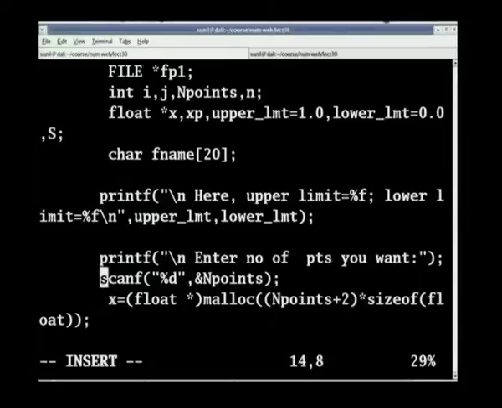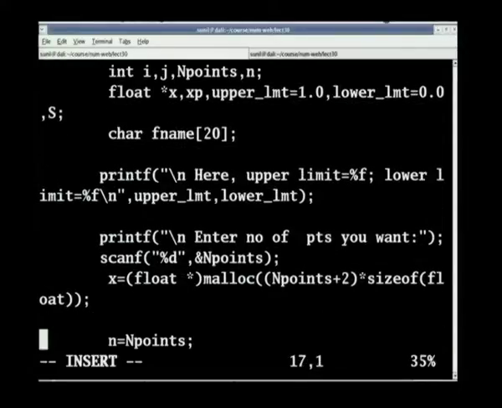But x is declared as a pointer, so now I need to allocate memory to that before I put some values into it. So that is here. So number of points plus 2 times size of float is the memory I have to allocate, because x is a floating point. We have seen this malloc function. Here is the use of that malloc function to allocate memory to this x.